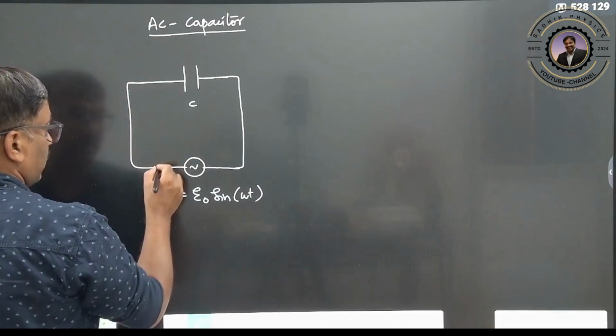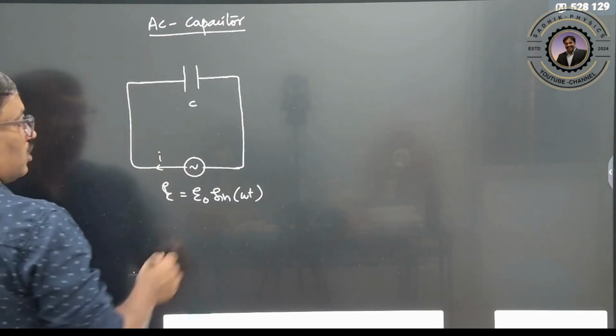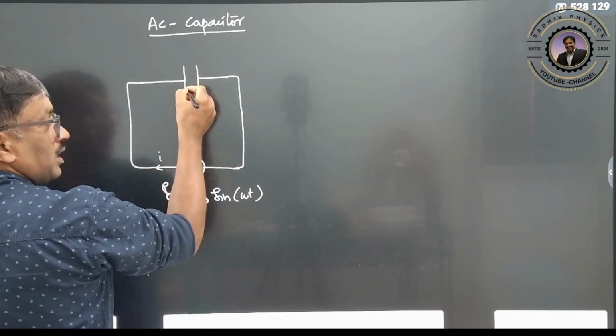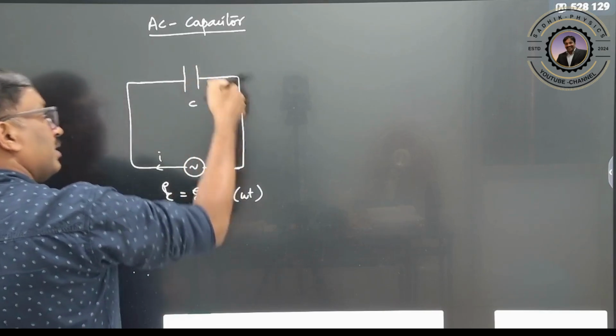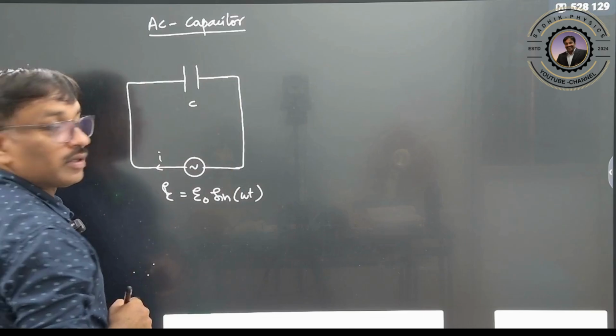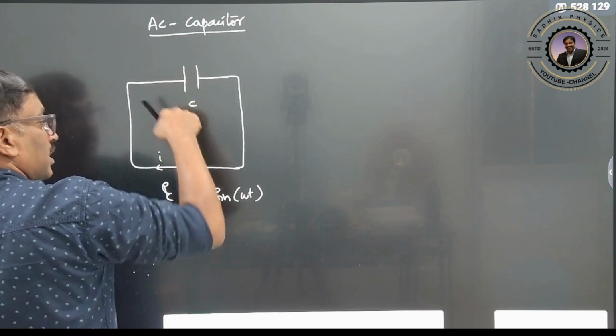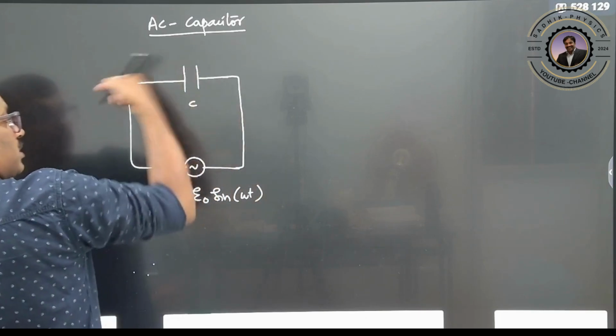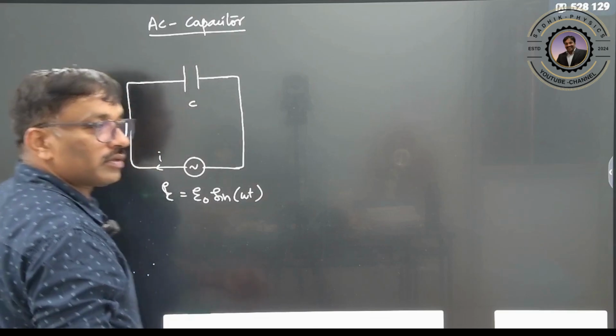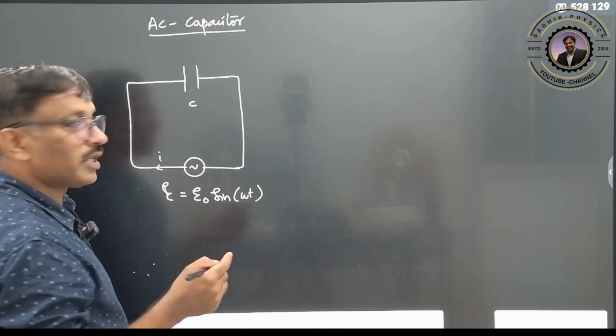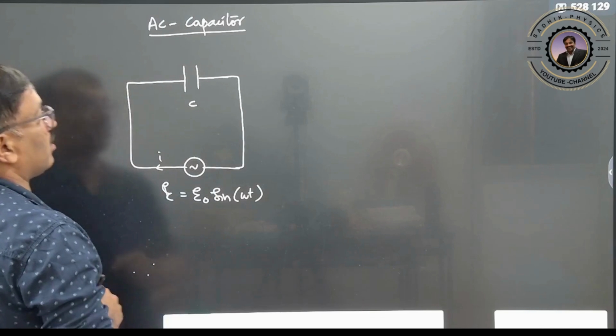Now what about the current here? When there is a positive cycle, charging takes place. When there is a negative cycle, discharging is going to take place. Discharging means current is there, no; after charging takes place, the voltage becomes lower, so it is going to discharge. Therefore this also shows a certain amount of reactance, right?